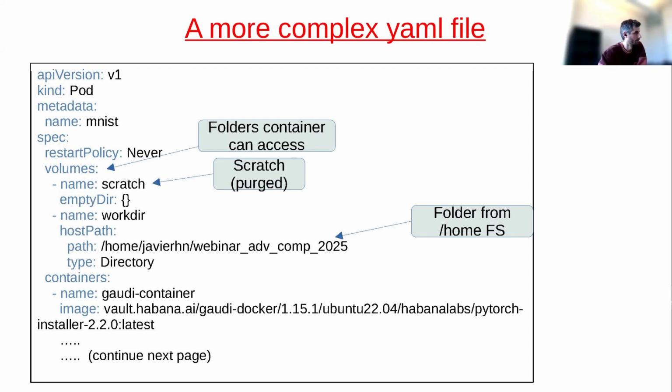So here we define two. One, the name is scratch. That's that local NVMe that I mentioned before. That's very fast. I think it can be very useful if you want to write from your application. But keep in mind that it is purged.